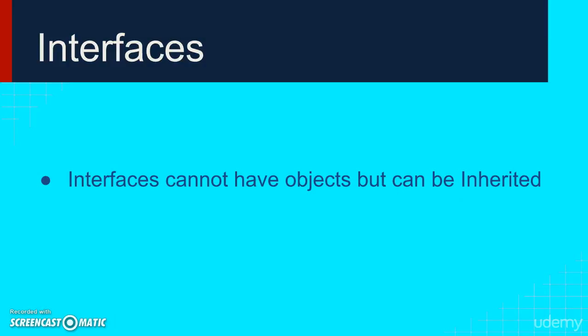Interfaces are also like abstract classes, but the only difference is that interfaces cannot have objects but can be inherited. We'll see this later.